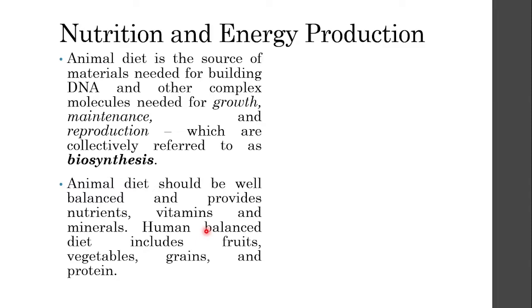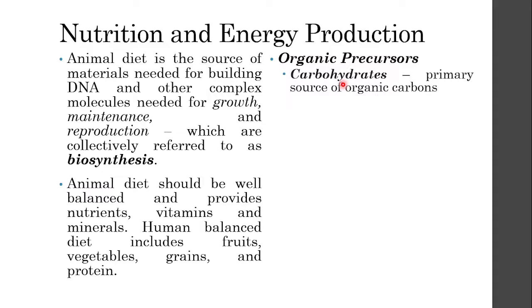So what do we get from eating? Well, we get what we call organic precursors. We call them precursors because we use them as our base compounds, or base chemicals, to create various important chemicals in our body. For example, carbohydrates. Carbohydrates are the primary source of organic carbons. This organic carbon is what we use to build our body. We are all made up of carbons. Without carbohydrates, organic carbons, and glucose, it is impossible for us to create ATPs.